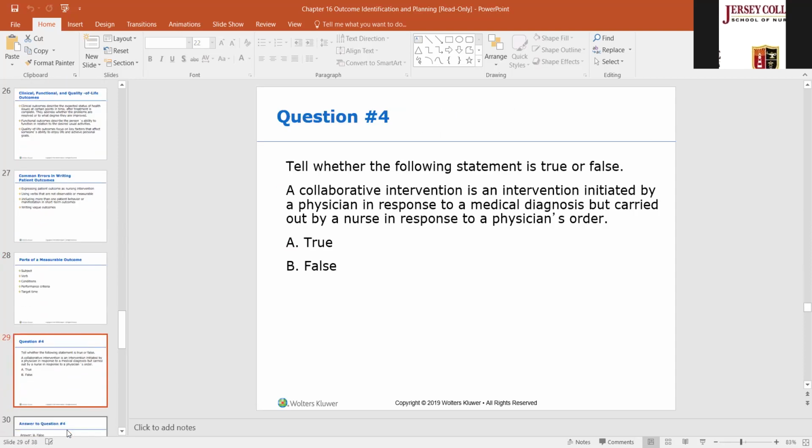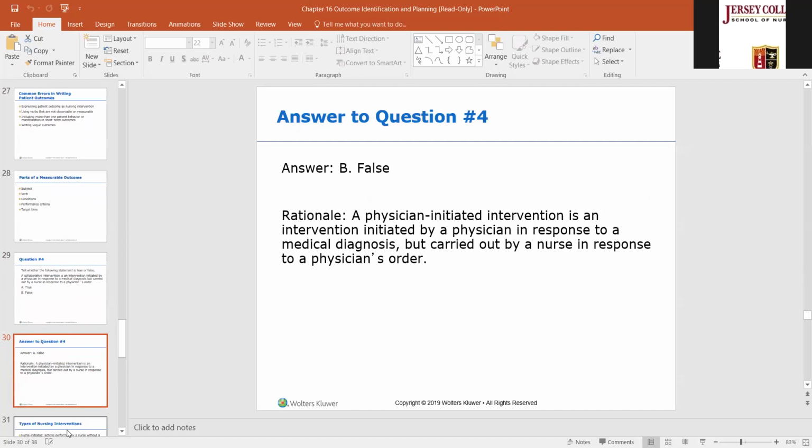Is the following statement true or false? A collaborative intervention is an intervention initiated by a physician in response to a medical diagnosis, but carried out by a nurse in response to the order. This is a little tricky, okay? That's false. A physician-initiated intervention is an intervention initiated by a physician in response to a medical diagnosis, but carried out by a nurse in response to a physician's order.